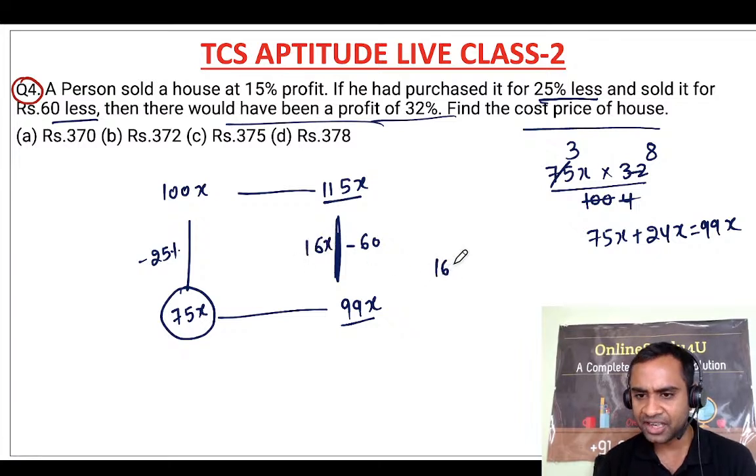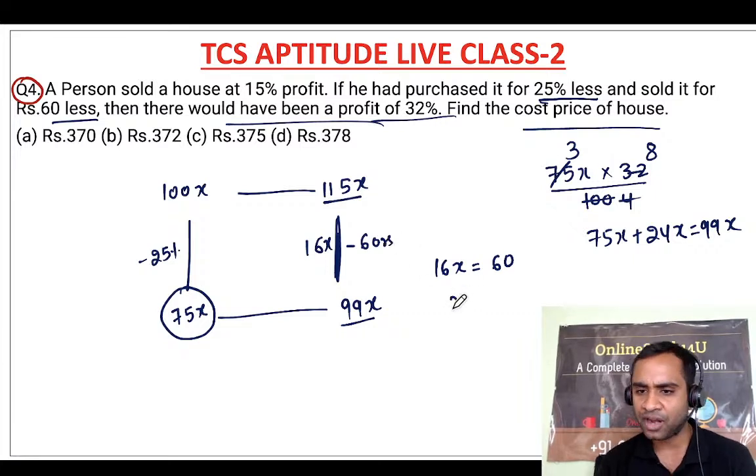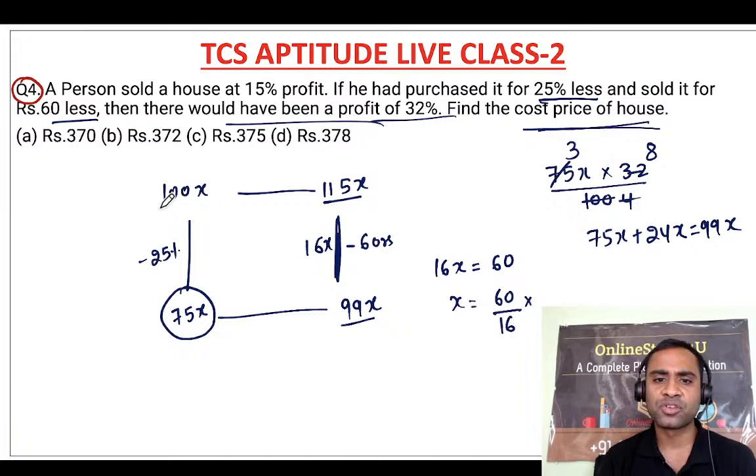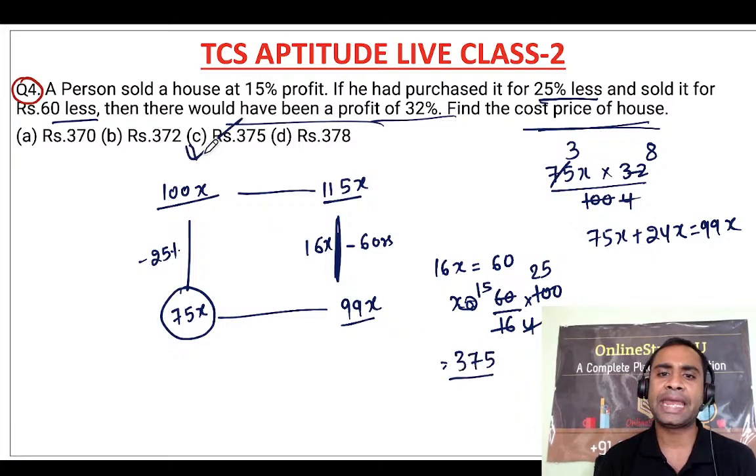So basically 16x is equal to 60, right? Because in terms of x we have 16x, and in terms of rupees we have 60. So x will be equal to 60 by 16, and they wanted the cost price. So basically we have to find 100x, so just multiply with 100. 60 by 16 is 15 by 4, and 4 into 25 times 15. So 15 into 25 will be 375.